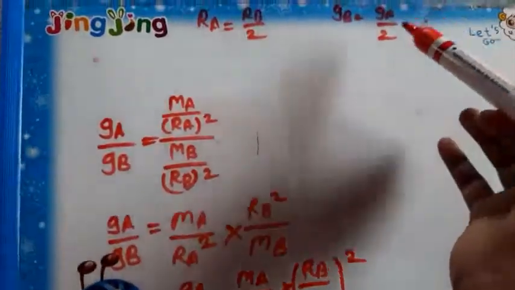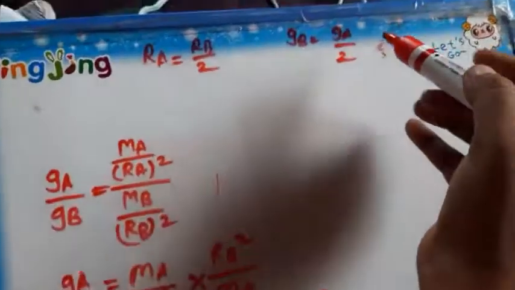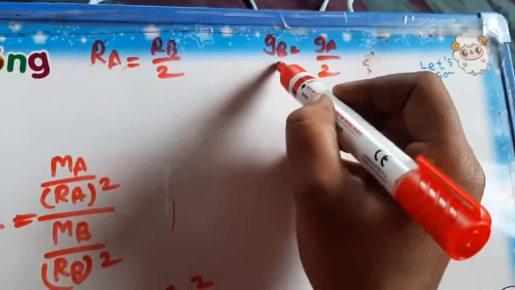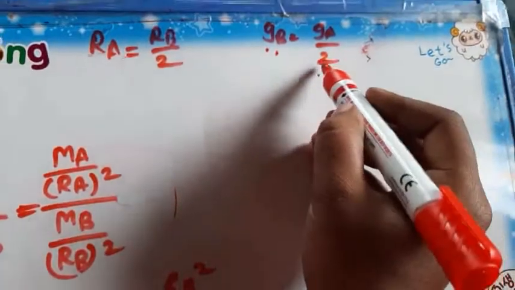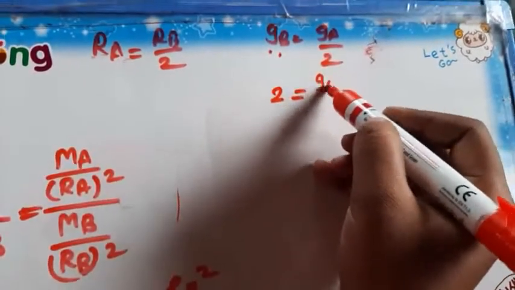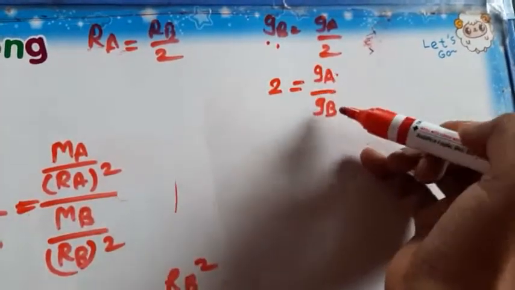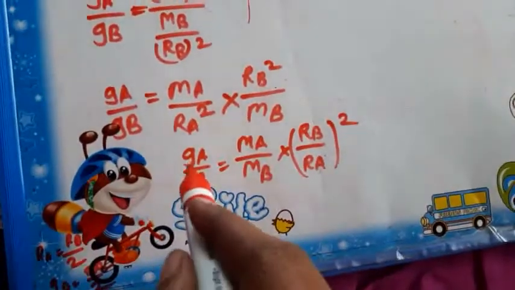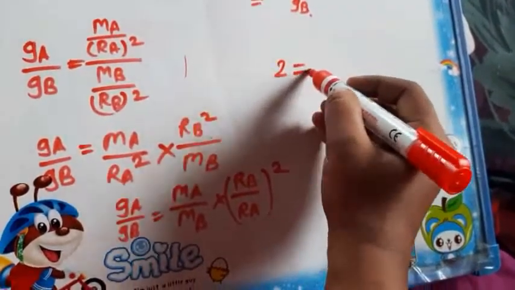Now according to the given condition, can we calculate the ratio Ga by Gb? Given is that Gb is equal to Ga by 2. So this 2 we will shift here, it will become 2 is equal to Ga by Gb. So Ga by Gb, its value is nothing but 2. That value we will keep here in place of this. So it will become 2 is equal to.